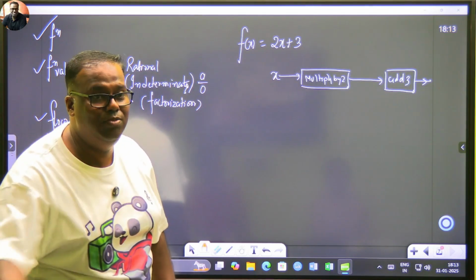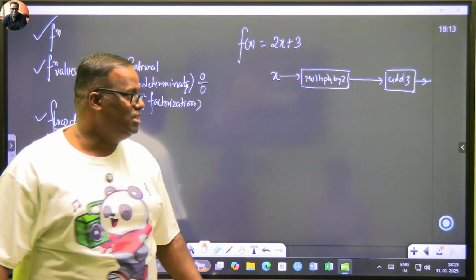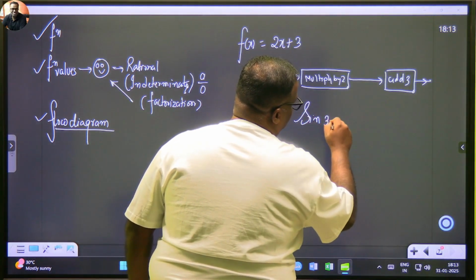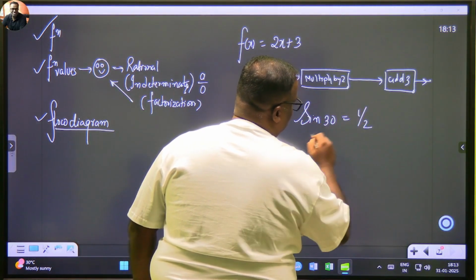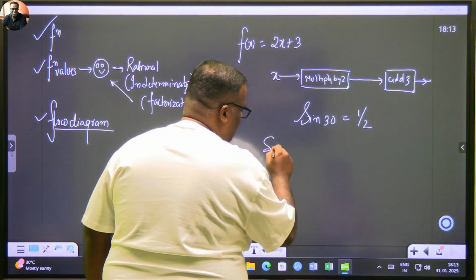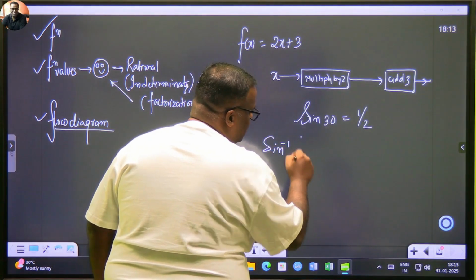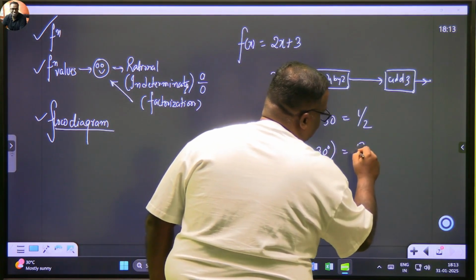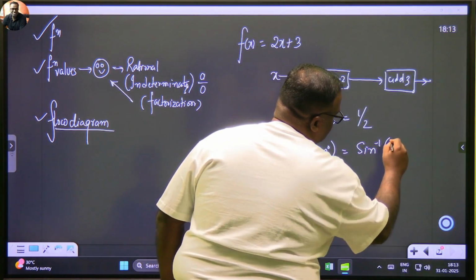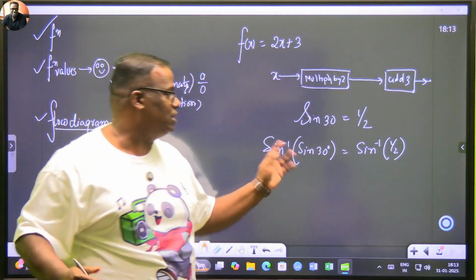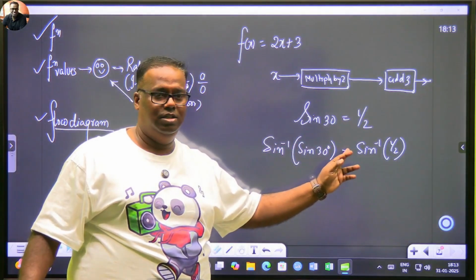Okay, let's see inverse. Inverse of a function. What is the inverse of a function? Sine of 30 is equal to half. So we say sine inverse of sine 30 is equal to sine inverse of half. Inverse is another function. This is the inverse function: sine inverse of sine 30.